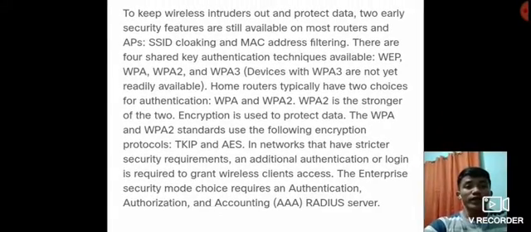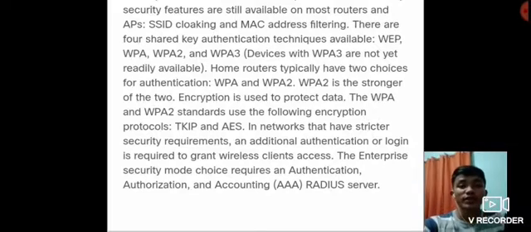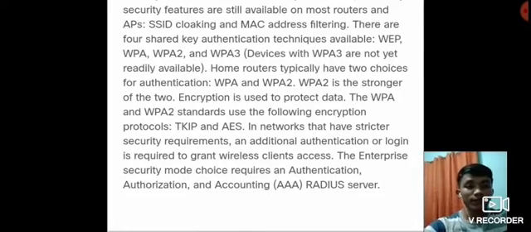To keep wireless intruders out and protect data, two early security features are still available on most routers and APs: SSID cloaking and MAC address filtering. There are four shared key authentication techniques available. First is WEP, the second one is WPA, third is WPA2, and last, WPA3. Devices with WPA3 are not yet readily available.